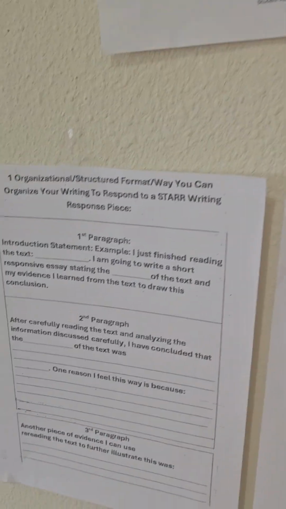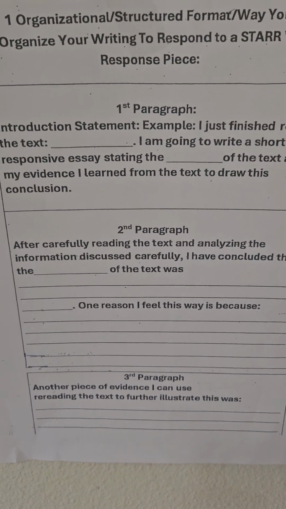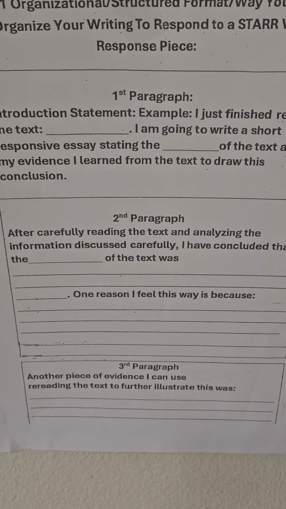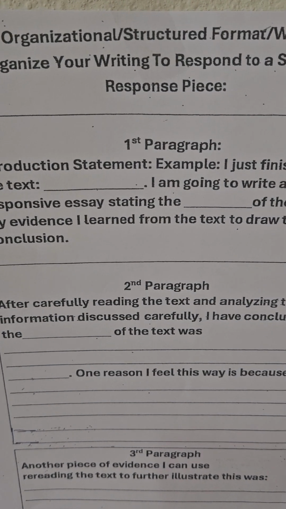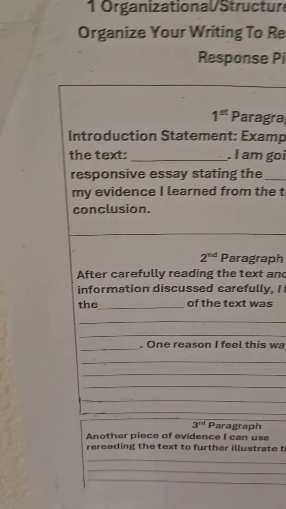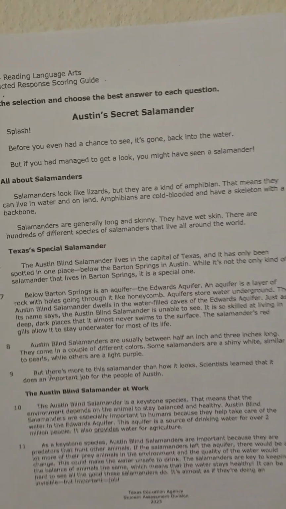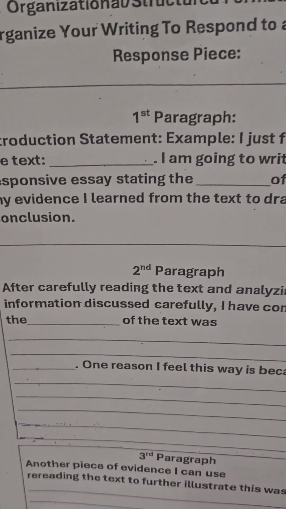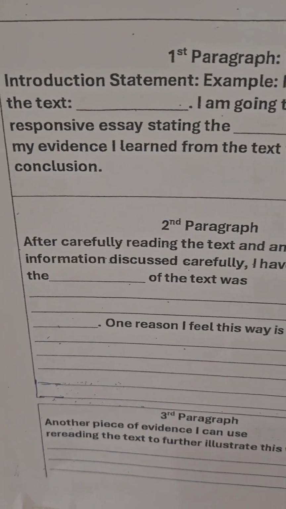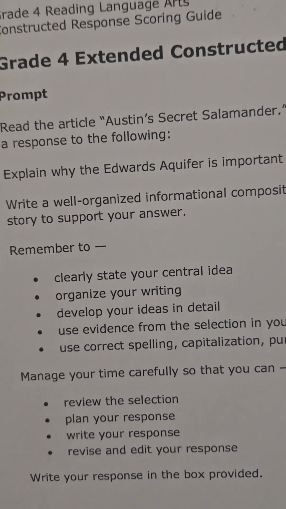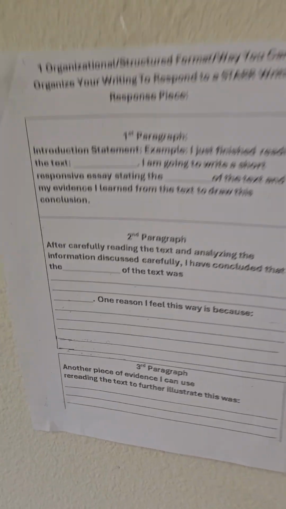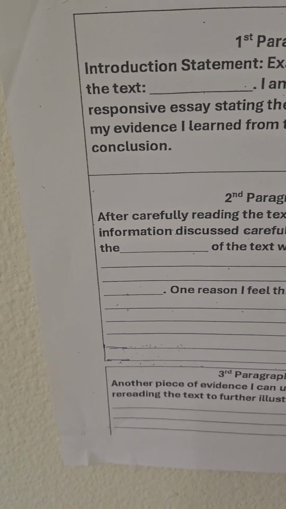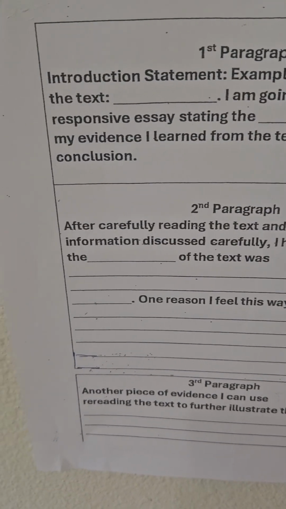So what I did was I took that and I created a sentence frame, an essay frame, for the students to use to help them respond to that text. If you look here, it says interesting statement example: I just finished reading the text. So they go back to the text, Austin Secret Salamander, and plug that in there. I'm going to write a short responsive essay stating, and they go back to the question, what they're supposed to look at again, stating why the aquifer is important to the article. And then they say, and my evidence I learned from the text to draw this conclusion. That's the first paragraph.